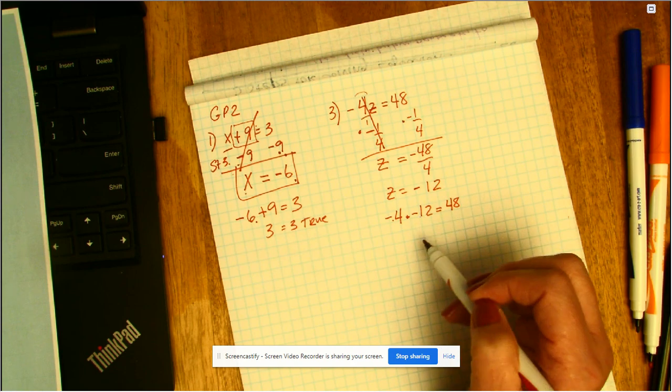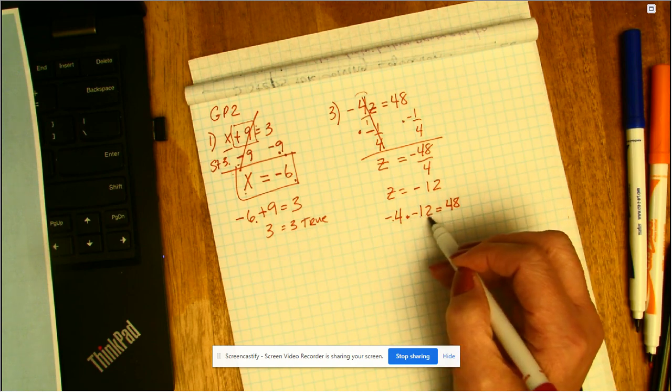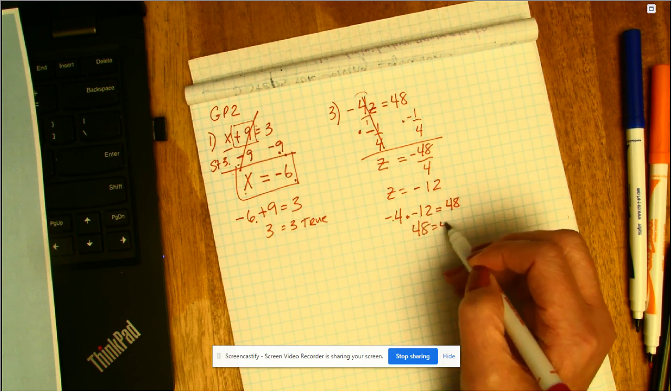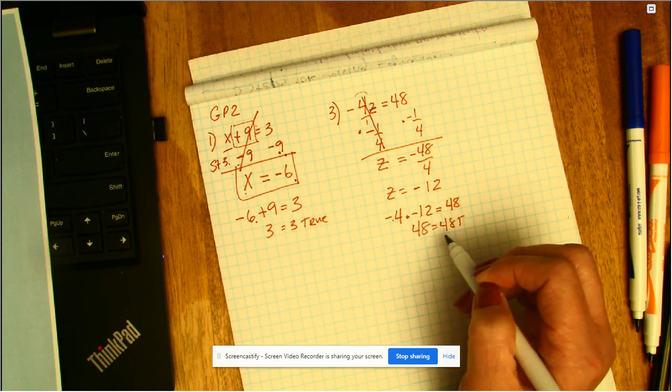A negative times a negative is a positive. 4 times 10 is 40. 4 times 2 is 8. So 48 equals 48. True statement.